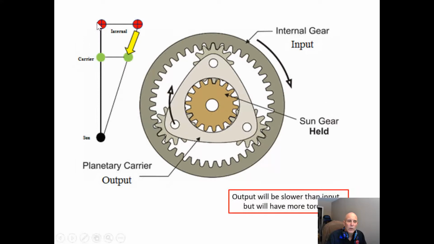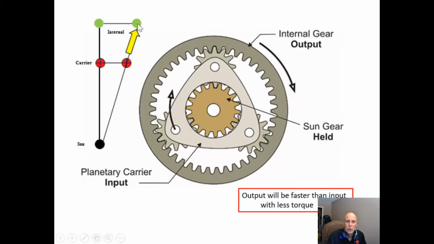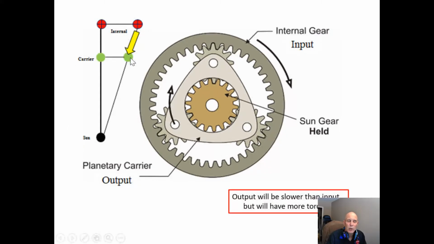Now we go through all of these and how they all work. Again, if our sun gear is held, we put an X on our sun gear and draw a line up. It doesn't matter which side you draw the line up. Then we need to know what our input is. Our input is our internal gear, so we draw our arrow from our internal gear down to our carrier.